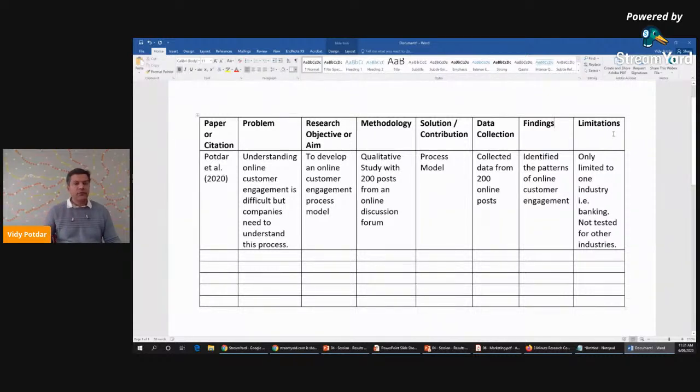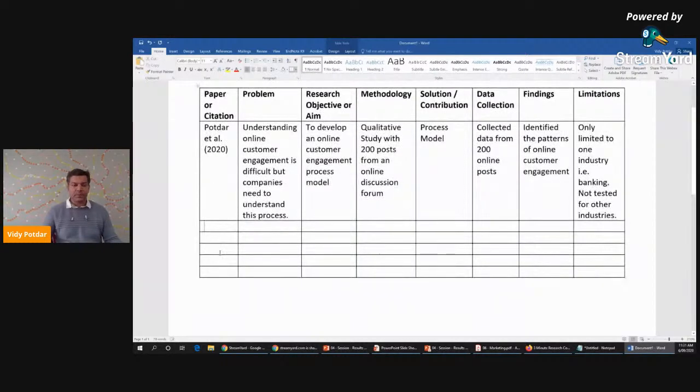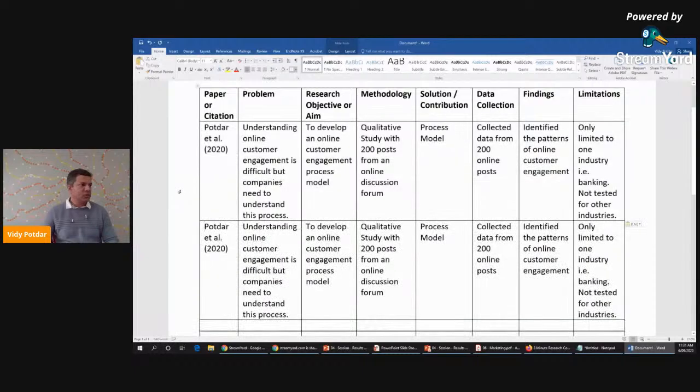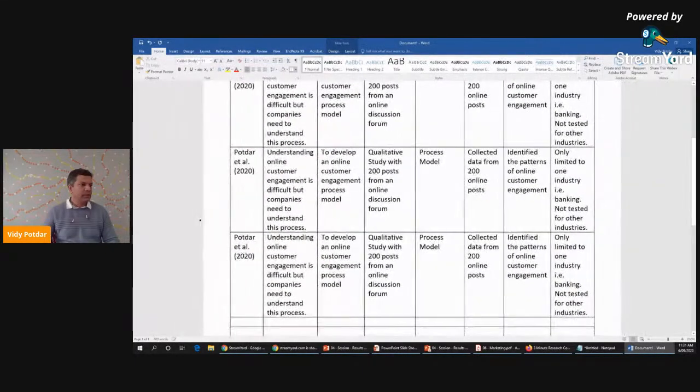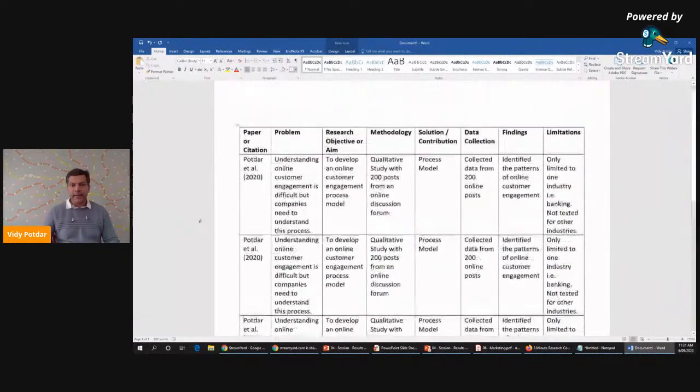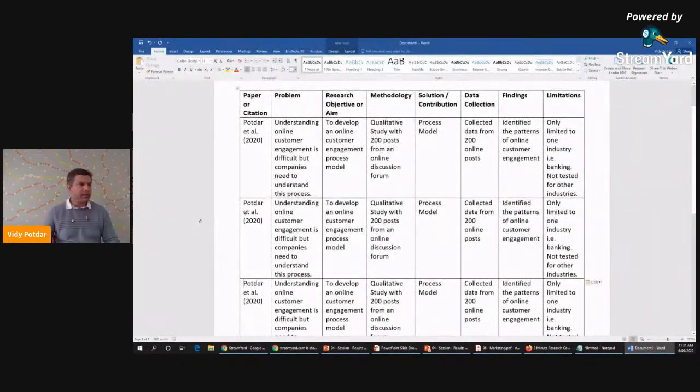So if in your systematic literature review, you have identified say 40, 50, 100 papers, you would need to add those here, each paper by paper. Okay. So for the sake of simplicity, I will just say copy, copy. So let's assume that I have done this activity for all the papers that I have read.